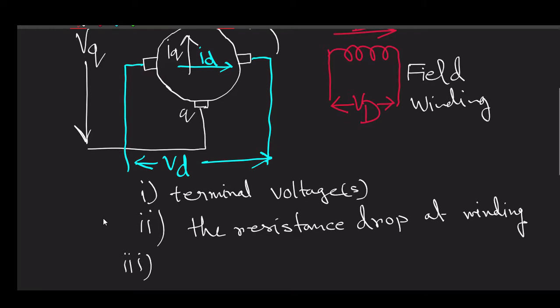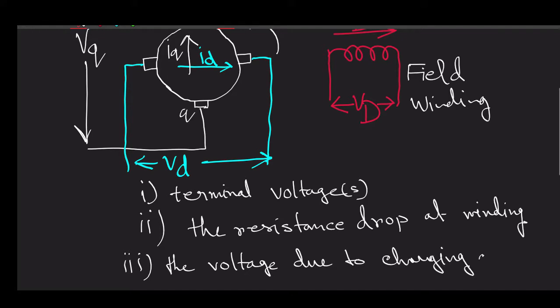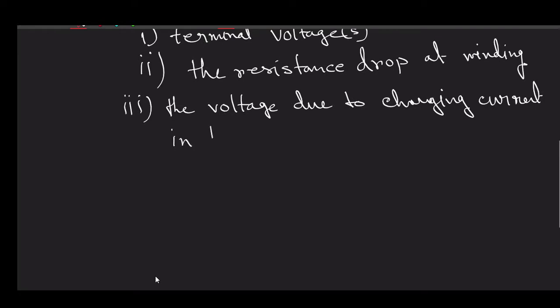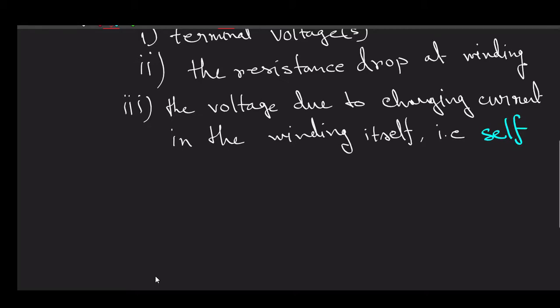Third is the voltage due to changing current in the winding itself, that is the self-induced voltage.